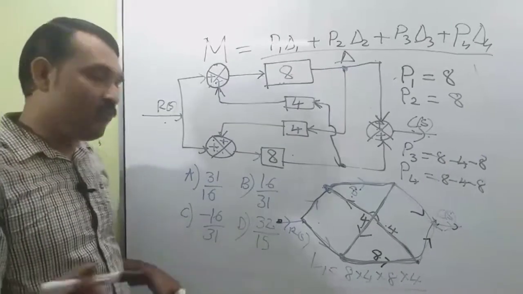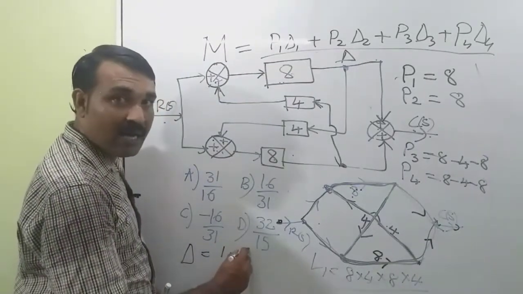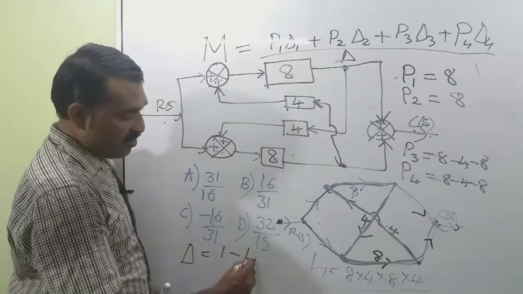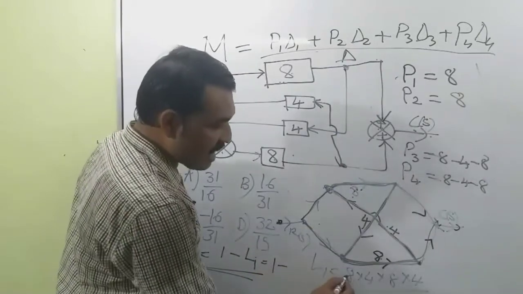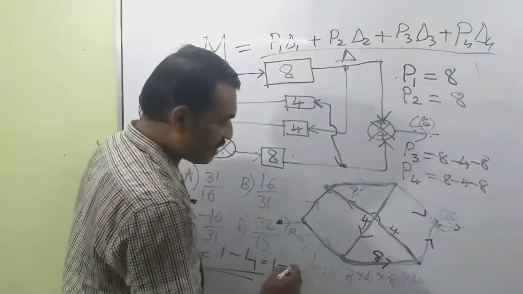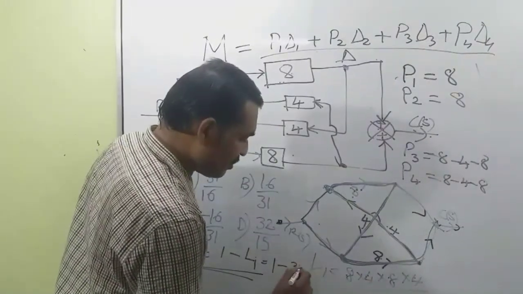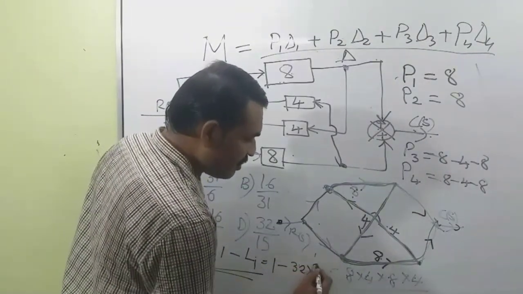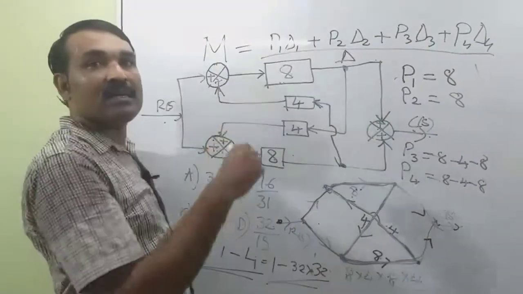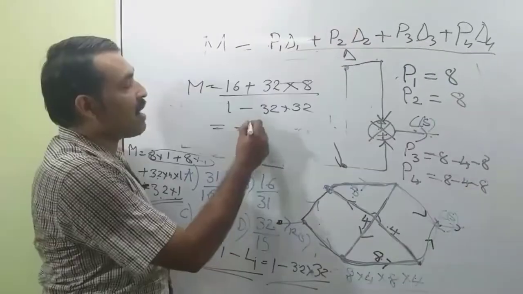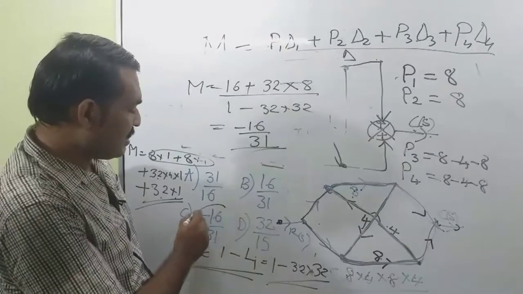Then what is the value of del? Del is equal to 1 minus L1, since we have only one loop. So this is equal to 1 minus 8 into 4 into 8 into 4, that is 32 into 32, so 1 minus 32 into 32. Now we can find the overall transfer function, that is minus 16 divided by 31. So the option is C.